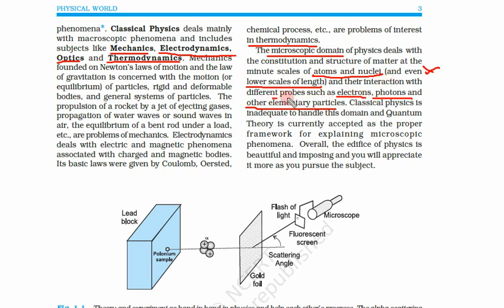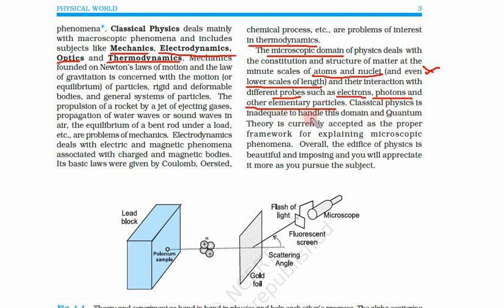So when we deal with atoms, molecules, nuclei, etc. and their probes, what is a probe? A probe is something using which we extract information. So probes are electrons, photons and other elementary particles. That microscopic section deals with these things.